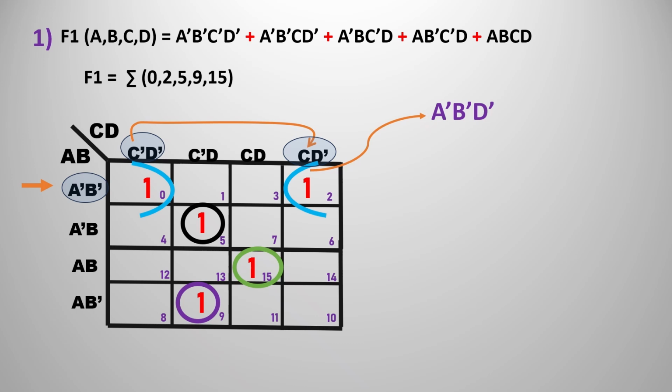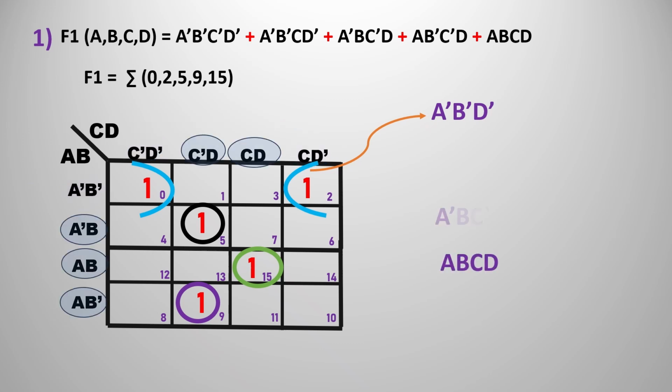Then consider C bar, D bar and C, D bar. In those two expressions, C is changing from C bar to C, so you should not consider C. You should only write D bar, because D bar is the same. So for the first group, A bar, B bar and D bar is our output.